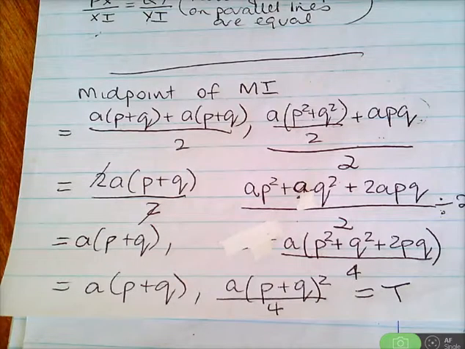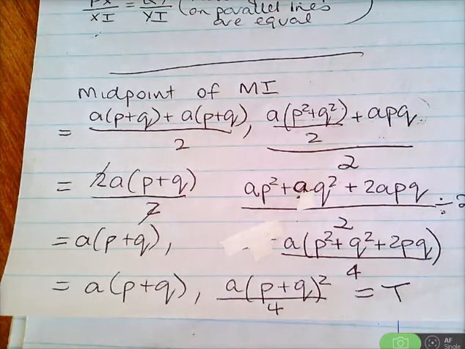So midpoint of MI happens to be the point T. That's done. Show that the tangent at T bisects the tangents PI and QI. Oh my goodness. All right. I'll just show you what that's all about, but I don't think we're going to do it, all right? Just too much work.